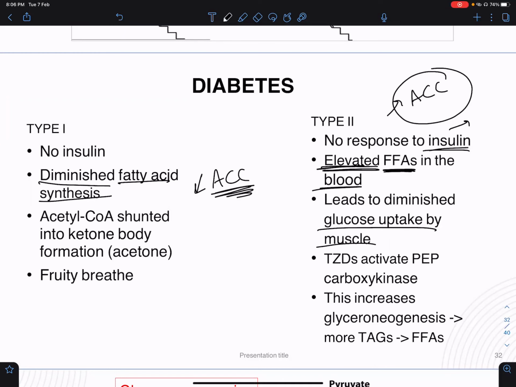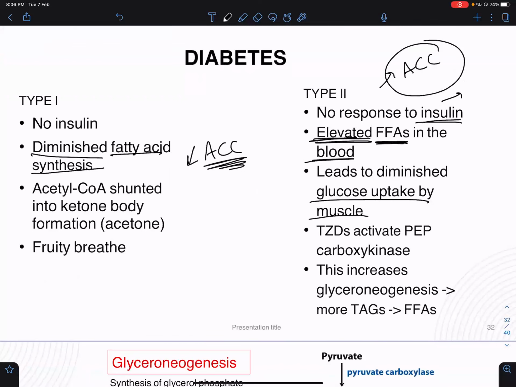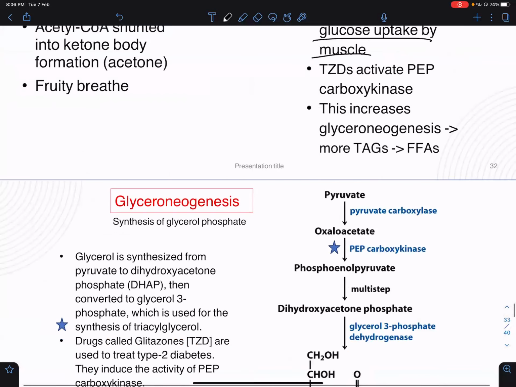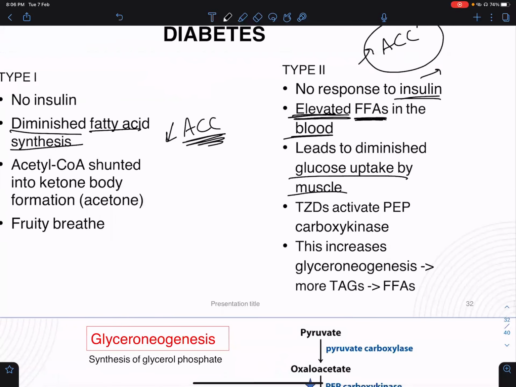Okay, so we have a drug made to help with this. They're called glitazones, abbreviated as TZD. This drug activates PEP carboxykinase. This, if you remember, is involved in which pathway? Glyceroneogenesis. Yes, so it's needed to make glycerol.